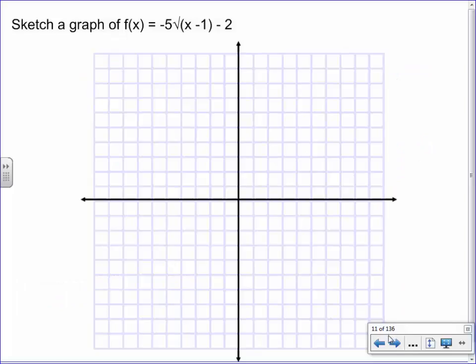So let's try one. Without using a graphing calculator, let's try to get the rough idea of what negative 5 root x minus 1, minus 2 would be. First, I would start by getting an idea of what a rough square root graph looks like. It looks about like that, give or take. I literally plot the 0, 0 point, the 1, 1 point, and then rough it from there. It should have gone through 4, 2. That's pretty close. It should have gone through 9 and 3. Close enough.